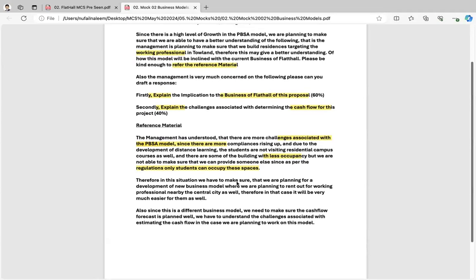Therefore, in this situation, we have to make sure that we are planning for a development of a new business model where we are planning to rent out to working professionals nearby the central city as well. Therefore, in that case, it will be very much easier as well. And since this is a different business model, we need to make sure the cash flow forecast is planned well. We have to understand the challenges associated in estimating the cash flow in the case of planning to work on this model.